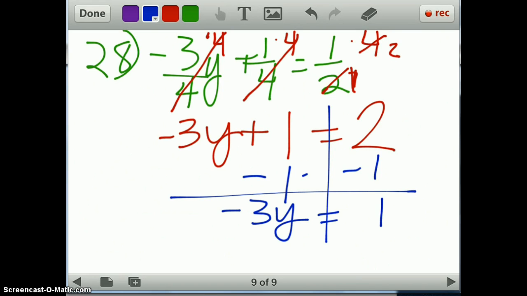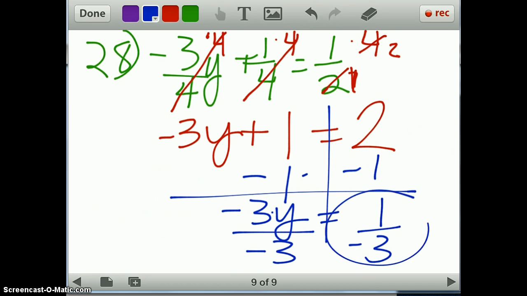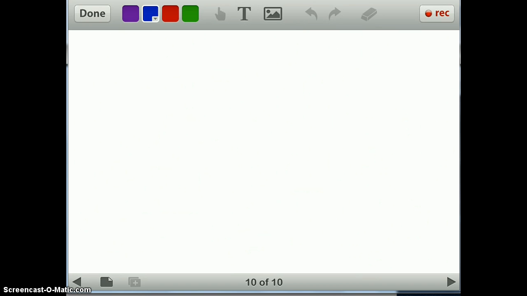How do I undo that? Negative 3. It's times right now, so I divide by negative 3. So my answer is negative 1/3. Doesn't matter where that negative sign is. It can be on the top, in the middle, or on the bottom, as long as it stays there. Let's check 29.